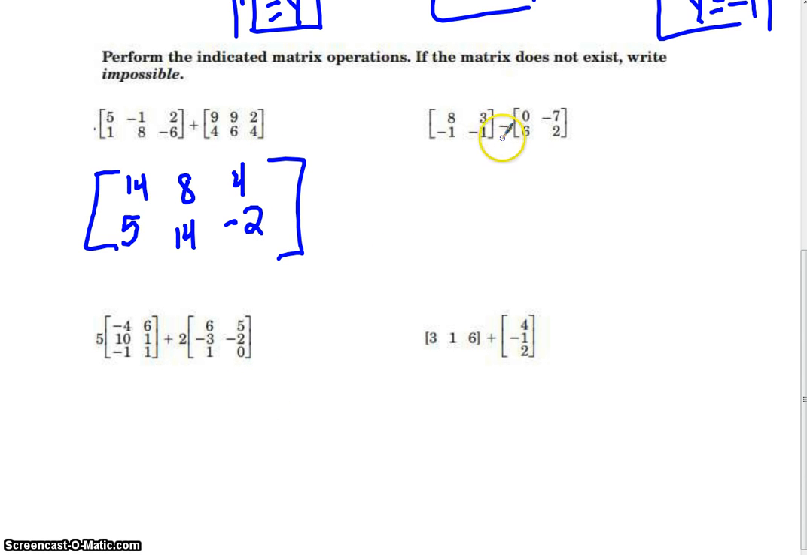The next one is subtracting, so you're simply going to subtract your corresponding elements. You could do leave, change, opposite if you wanted to. 8 minus 0 is 8. 3 minus a negative 7 is going to be 10. You might want to use your calculator when you start having double signs there. Negative 1 minus 6 is negative 7, and negative 1 minus 2 is negative 3. Should be a negative sign there. That should not be a decimal there.